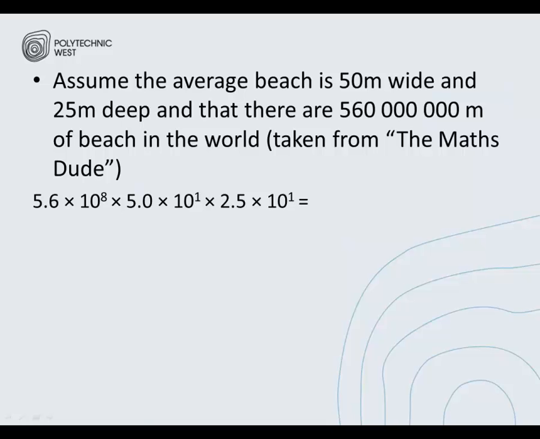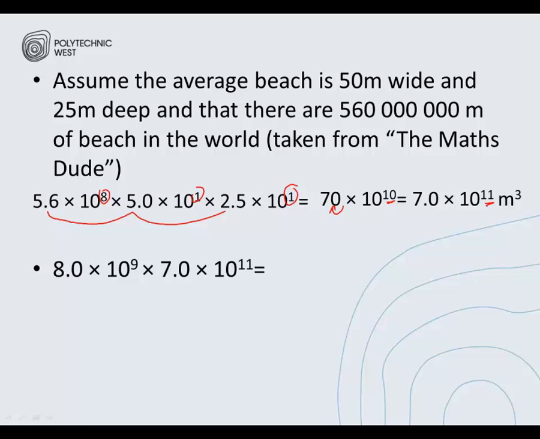What we do is multiply 5.6 with 5 and 2.5, and then add the exponents 8, 9, 10. Multiplying 5.6 by 5 by 2.5 gives me 70, and the exponents give me 10. Now, that's 70 times 10 to the 10, so I'm going to shift it one more across and make that 7.0 times 10 to the 11. So I shifted it 1, that becomes 11, and it becomes scientific notation.